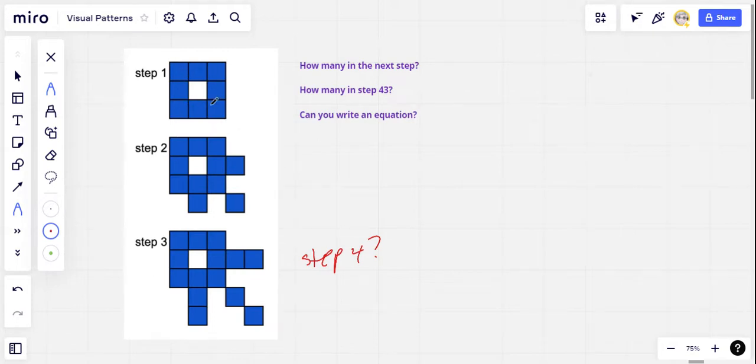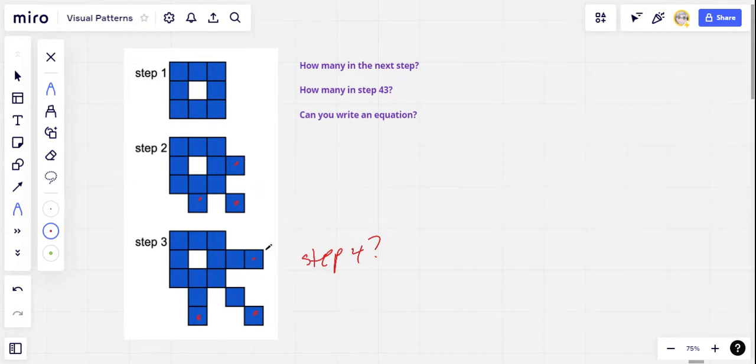I'm seeing this sort of hollow box of blue squares in step 1, and I see that same thing here in step 2. And what's been added looks like just a box here, a box here, and a box here. And then, oh yeah, it looks like these sort of arms or tentacles that started in step 2 just get one longer in step 3. So it looks to me like they're adding 3 boxes in every step.